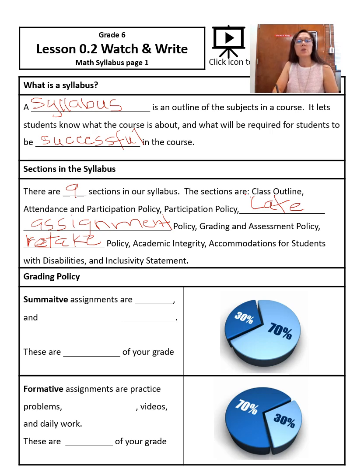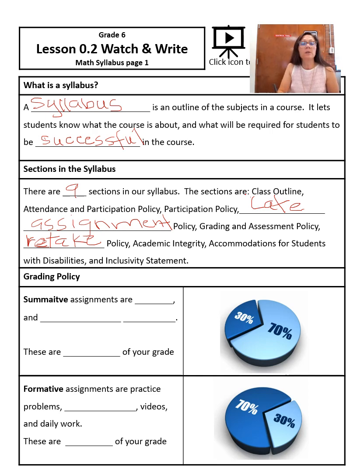All right, so 9 sections in your syllabus. The sections are class outline, attendance and participation policy, late assignment policy, the grading and assessment policy, the retake policy, and academic integrity, accommodations for students with disabilities, and inclusivity statement.